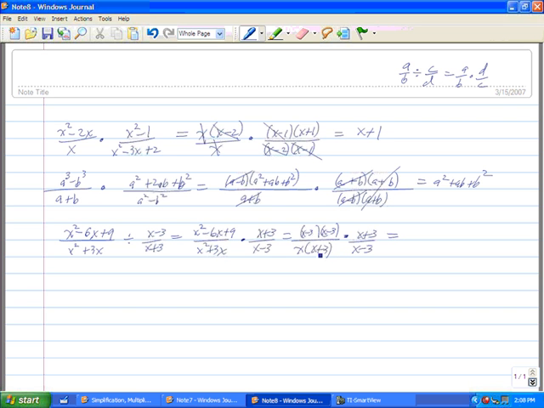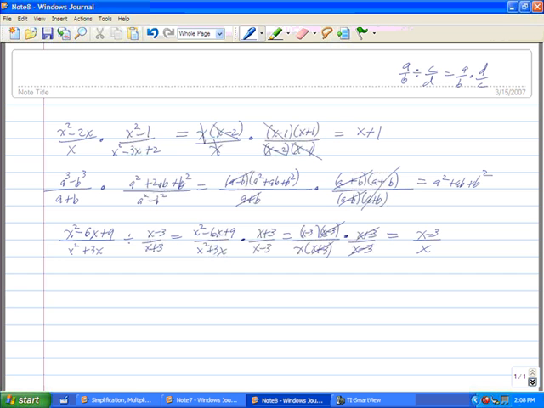So what happens is the x plus 3 cancels the x plus 3. And x minus 3 cancels one of the x minus 3's. All you're left with is x minus 3 over x. So again, the division problems will immediately become multiplication problems. Let's work at least one more division problem.